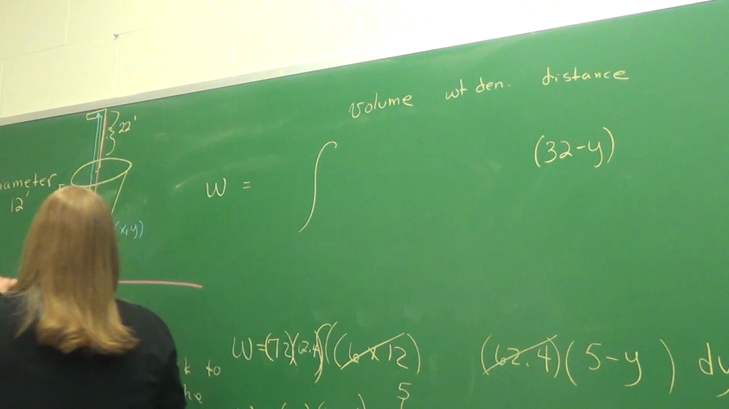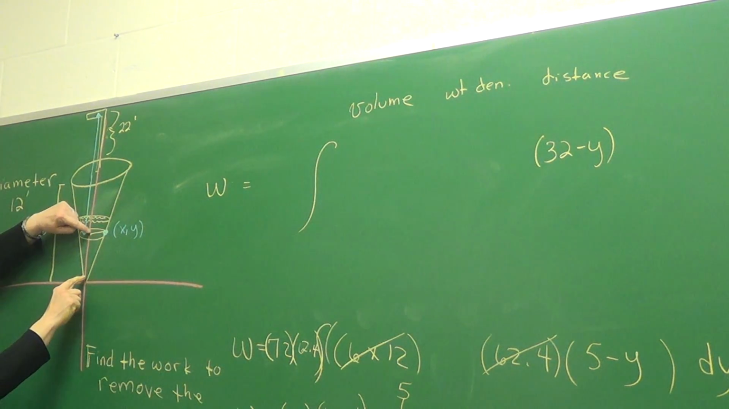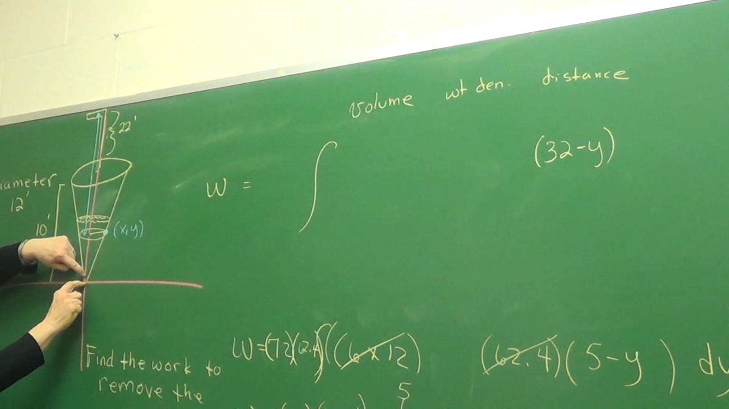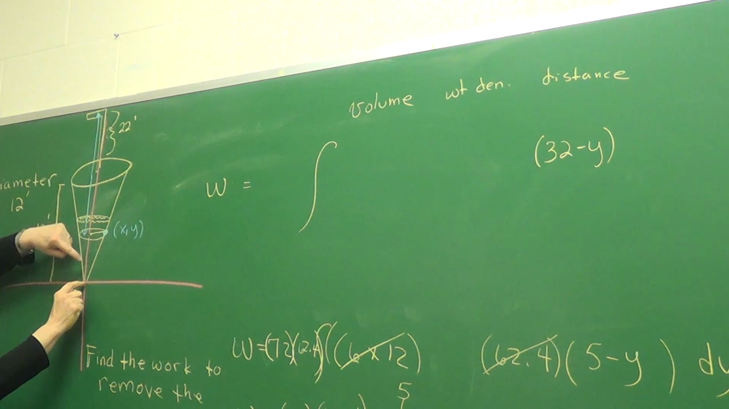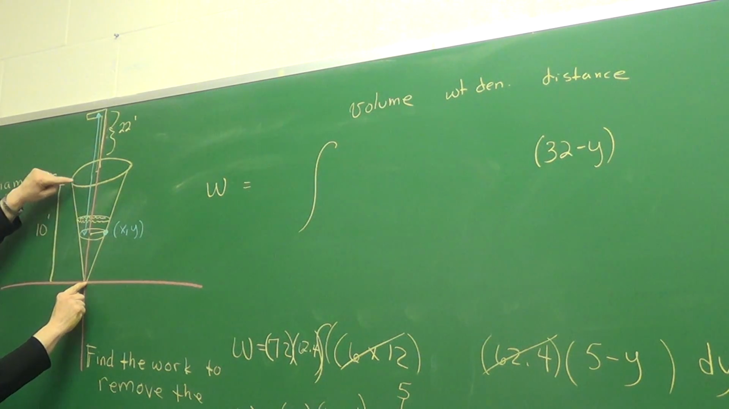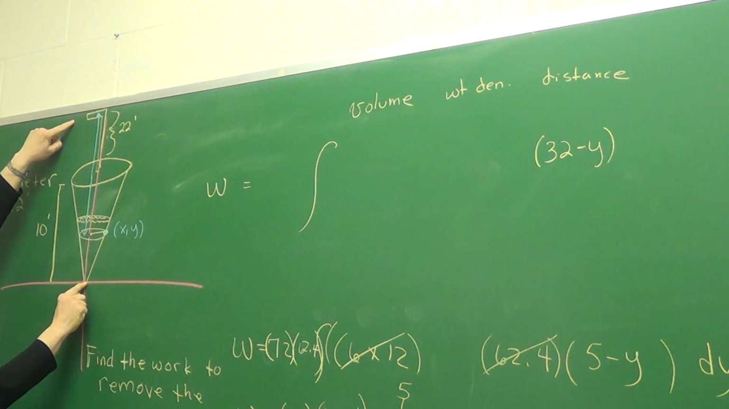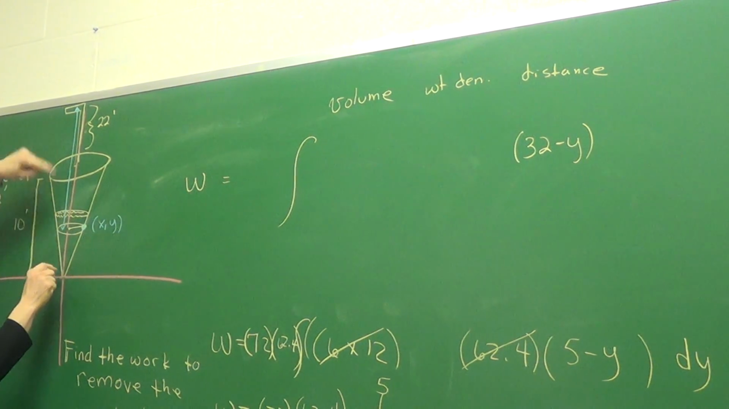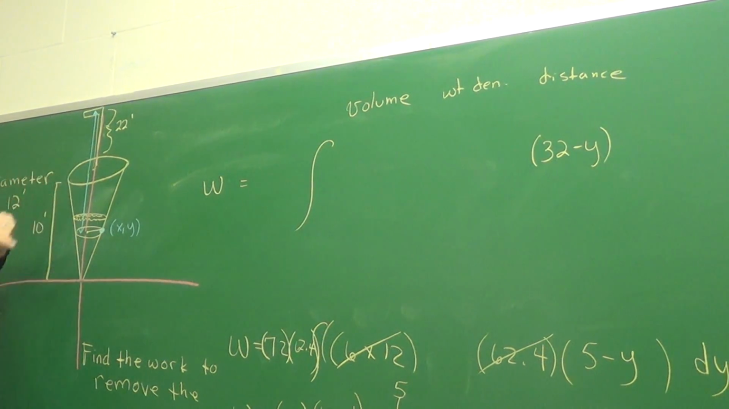Because no matter where I pick this sheet, I could pick it way down here near the beginning or wherever, the value is y from between my fingers. And from here to here is 10, and here to here is 22. So together, we've got 32. So 32 minus y will give us the distance for that sheet.